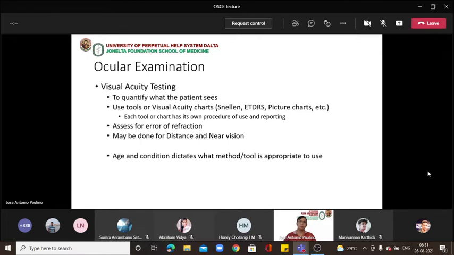As mentioned a while ago, age and condition dictate what method or tool is appropriate to use. Because you do not expect babies to read the ETDRS chart or the Snellen chart, you have to make sure that they'd be able to understand the test or chart that we will be using. Also, for patients who have very, very poor vision, we cannot force them to read the Snellen chart. Sometimes we just use a pen light to see if they can see the light or not.